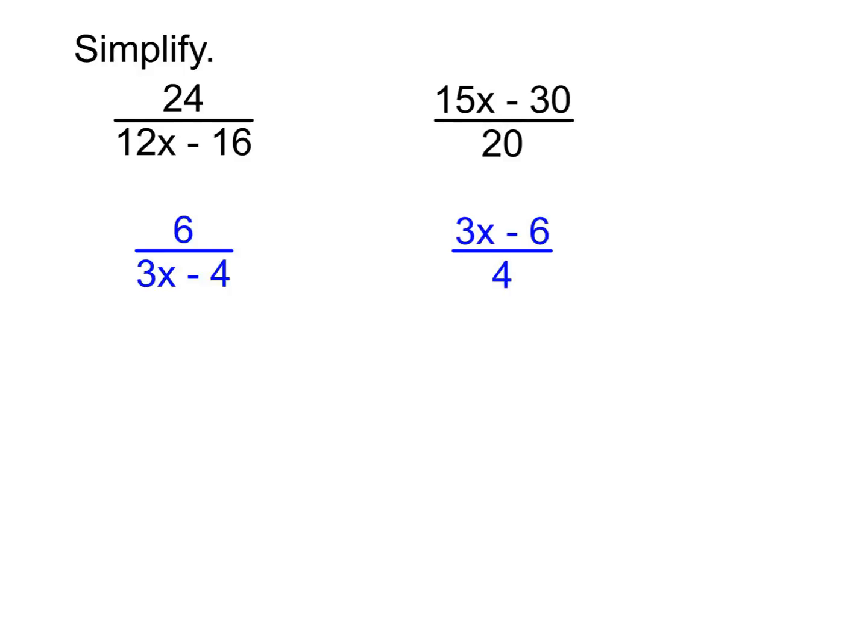So this is our final answer. Again, you notice it happens to give us 3, 6, and 4 again. Again, there's nothing I can divide all of those by, which is why we know we're done.